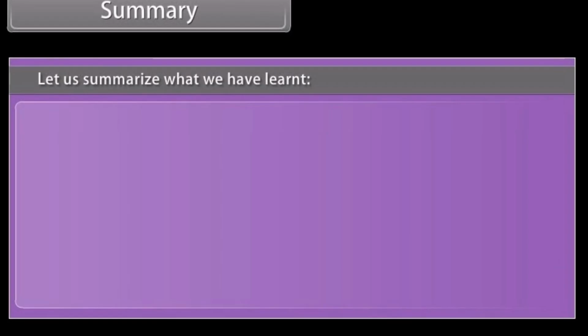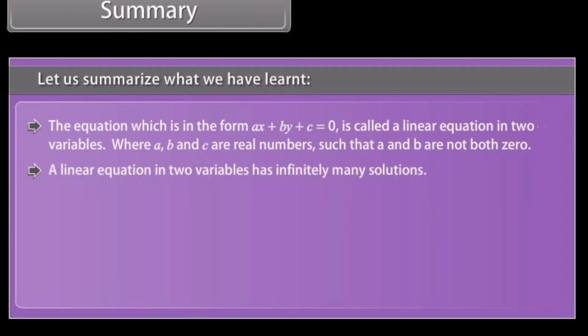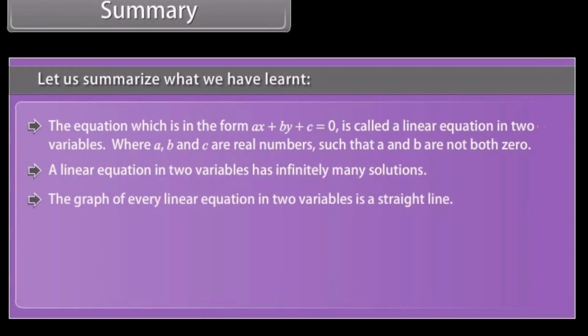Summary. Let us summarize what we have learned. The equation which is in the form ax + by + c = 0 is called a linear equation in two variables, where a, b and c are real numbers such that a and b are not both 0. A linear equation in two variables has infinitely many solutions. The graph of every linear equation in two variables is a straight line.